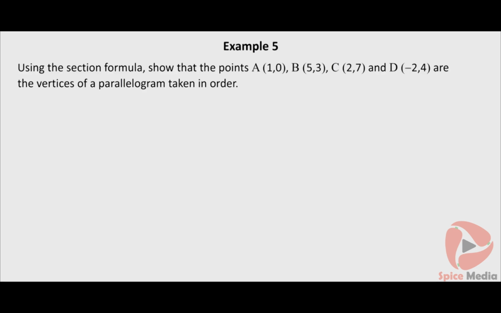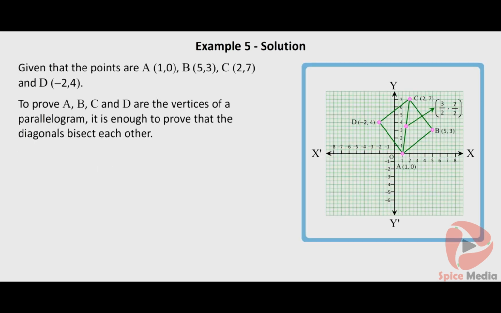Using the section formula, show that the points A(1, 0), B(5, 3), C(2, 7) and D(-2, 4) are the vertices of a parallelogram taken in order. Click the solution button to view the solution.